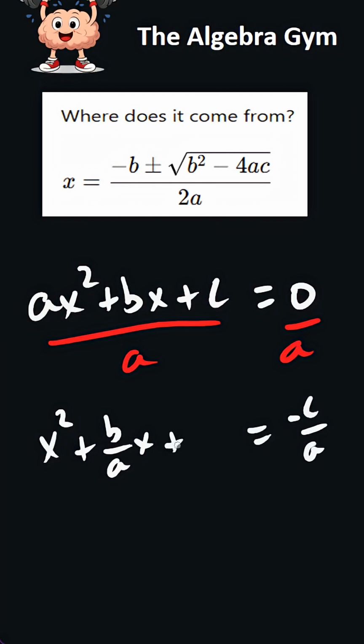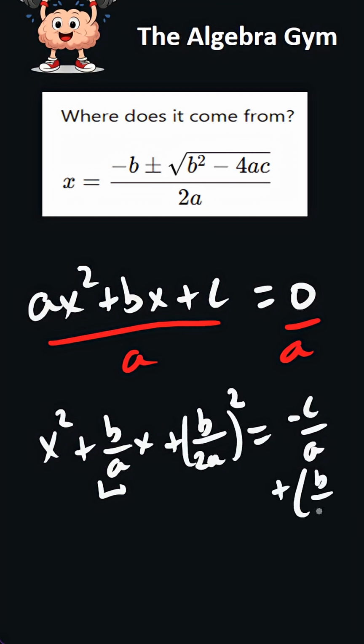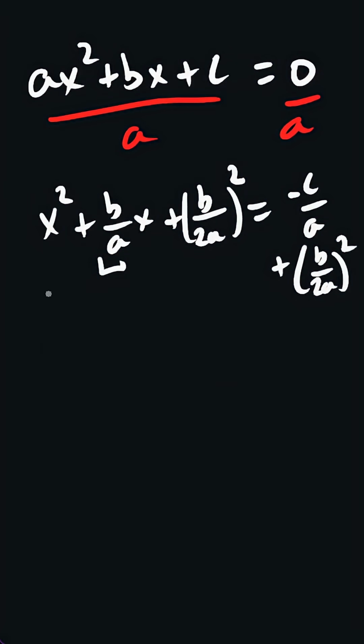Now I am going to take b over a, divide it by 2, then square it. So b over a divided by 2 is b over 2a, and then we square the entire thing. We do the same thing on the other side, to both sides. b over 2a squared. And what this does to the left side is make it a perfect square trinomial.